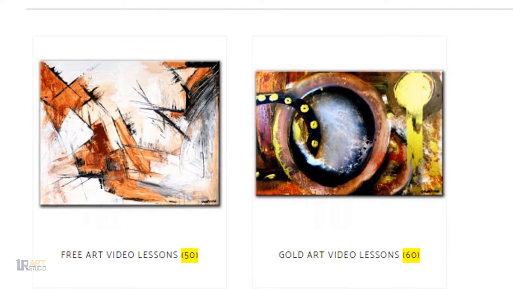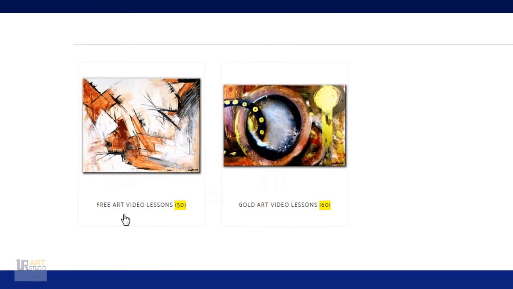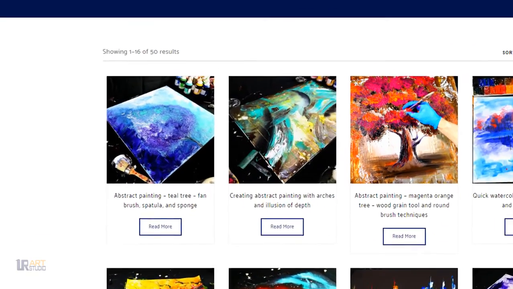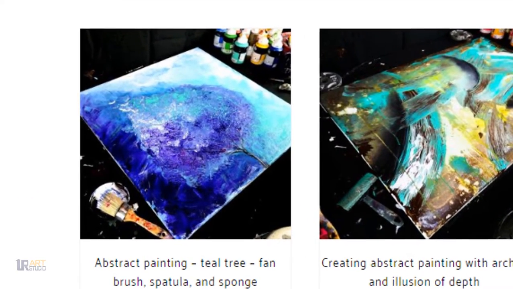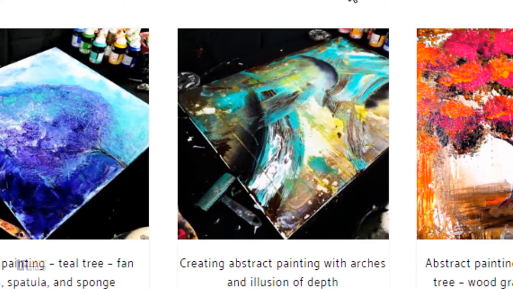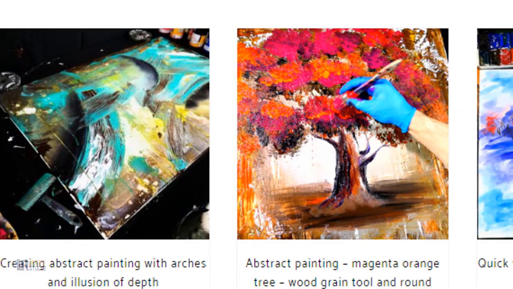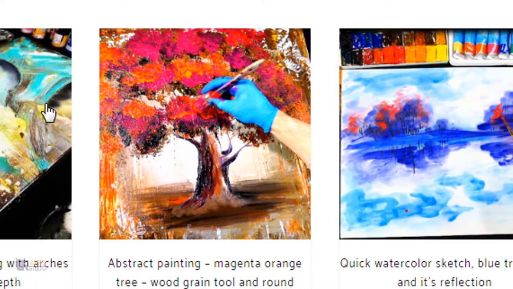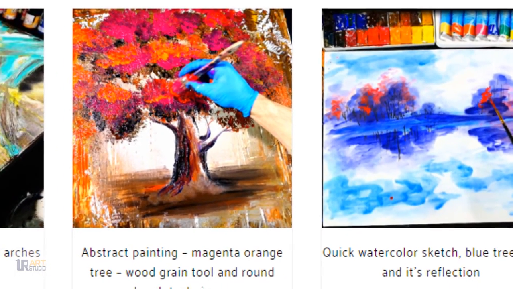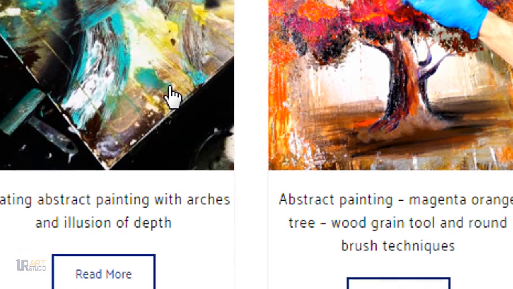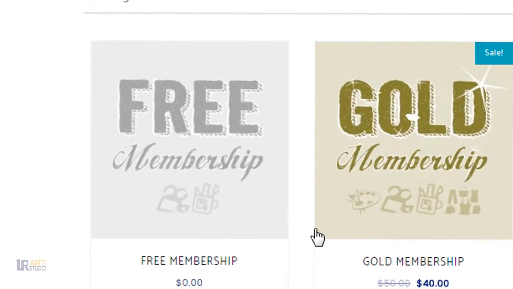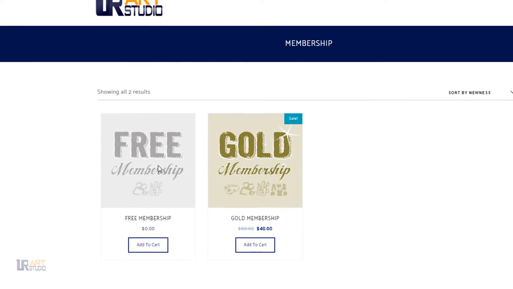When you open art video lessons, you'll see two subsections, which is free art video lessons as well as gold art video lessons. When you click on free art video lessons, you'll see all the videos that you can watch for free and learn how to create amazing abstract paintings. The gold art video lessons are the ones that you will have to purchase to be able to access those videos. Now, for the free lessons, you will also need to create a free membership account on this website to be able to access those as well. It doesn't cost anything, it's just a matter of creating your free membership account.